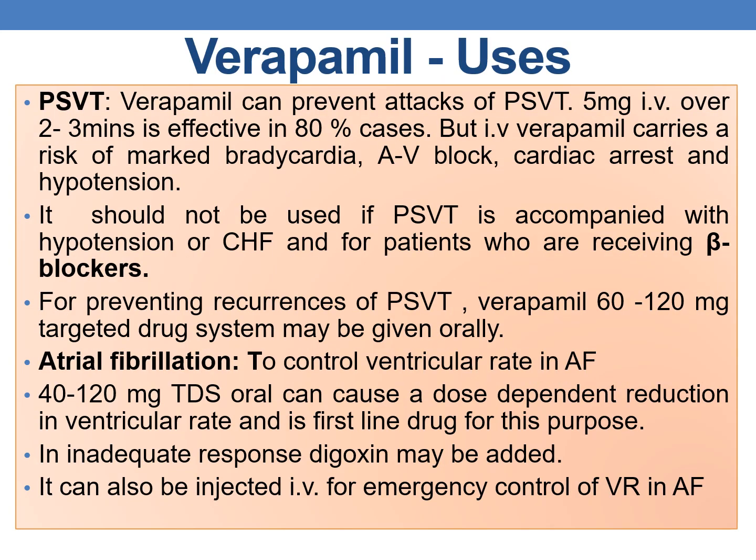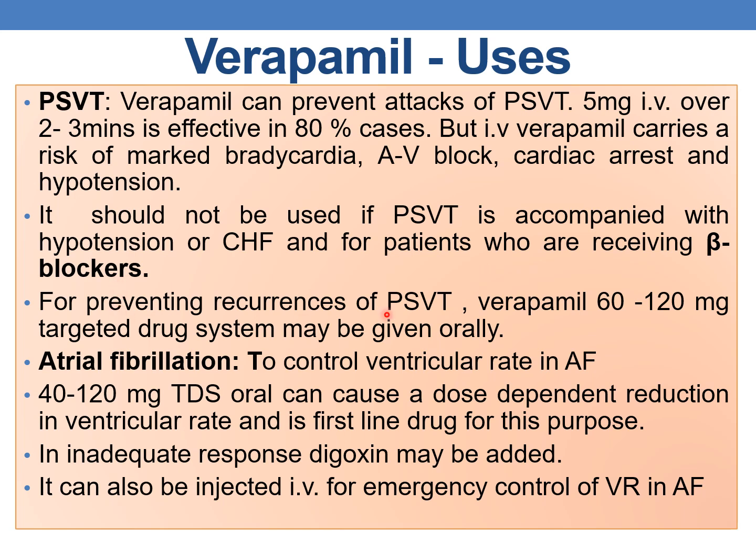Coming to the uses of verapamil, it is mainly used to treat paroxysmal supraventricular tachycardia, PSVT. It can prevent the attacks of PSVT. A simple dose of 5 mg IV over 2 to 3 minutes is effective in 80% of cases. But IV verapamil carries a risk of marked bradycardia, AV block, cardiac arrest and hypotension. For that reason, it should not be used if PSVT is accompanied with hypotension or congestive heart failure, and also for patients who are receiving beta blockers.